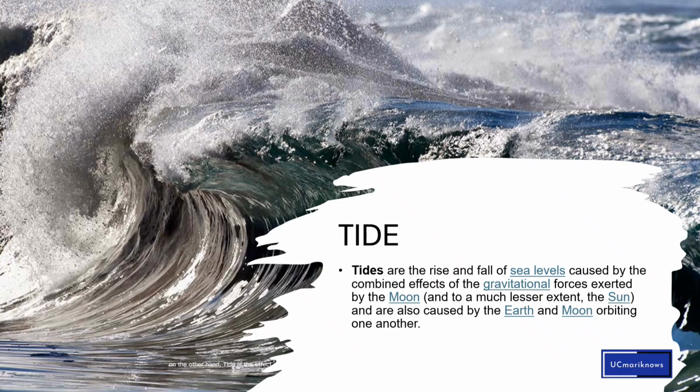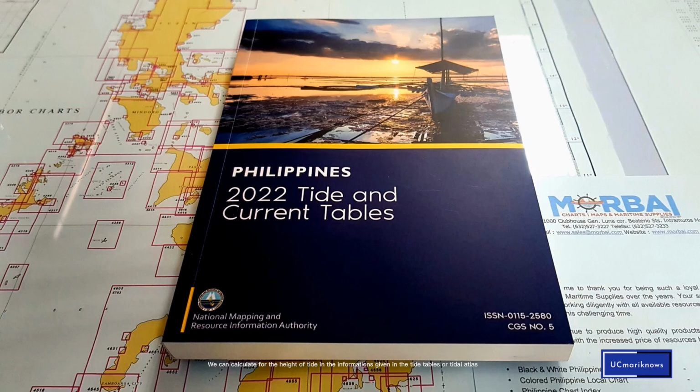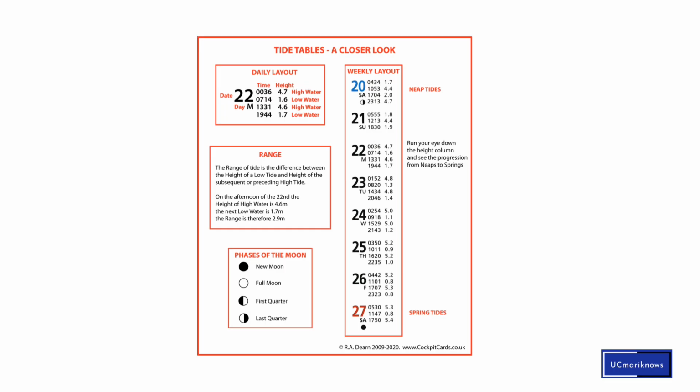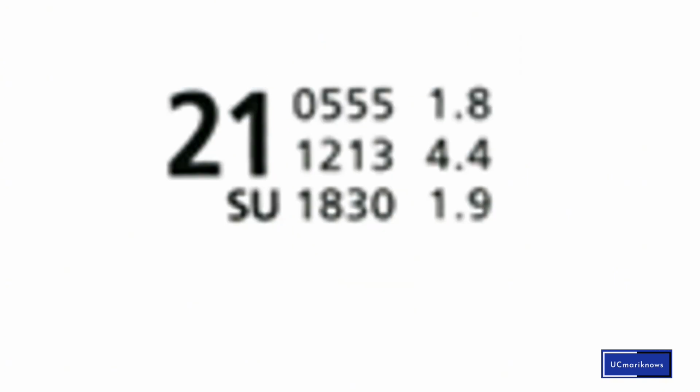On the other hand, tide is the effect of gravitational pull between the sun and the moon on the water surface of the Earth. We can calculate the height of tide from the information given in the tide tables or tidal atlas. We have this example. Let's take a closer look at what the numbers represent. 21 represents the date, while 0, 555, 1213, and 1830 are the times of slack, and the numbers on the right side represent the height of tide.